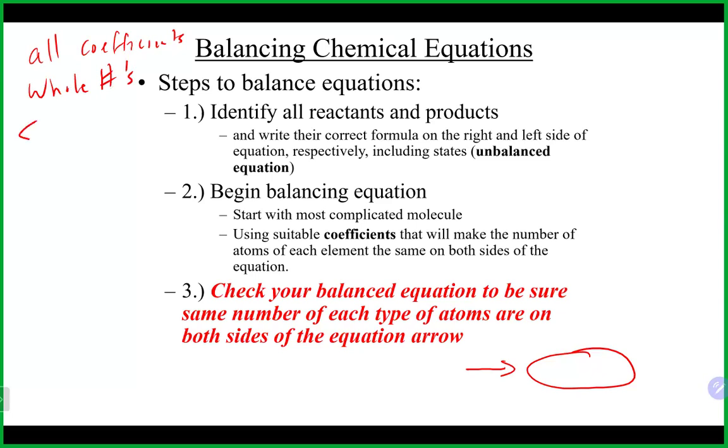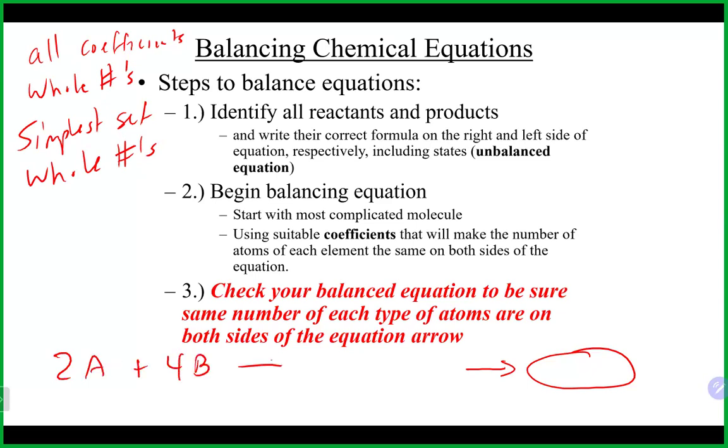and they need to be the simplest set of whole numbers. So what do I mean by that? Let's just say, for example, you had an equation and you balance the equation with these coefficients here, 2, 4, and 6.